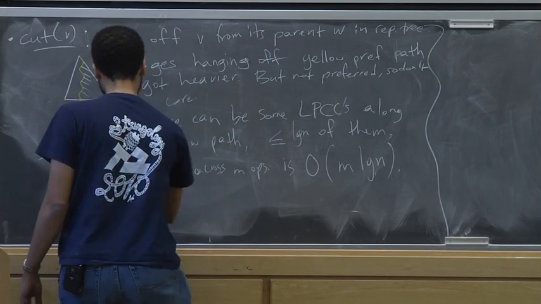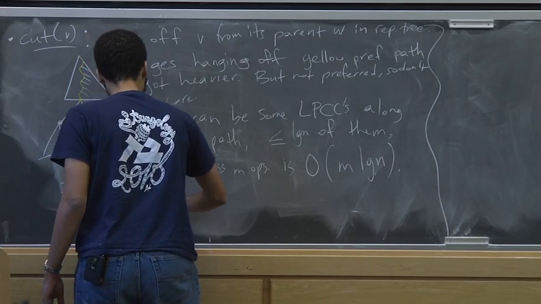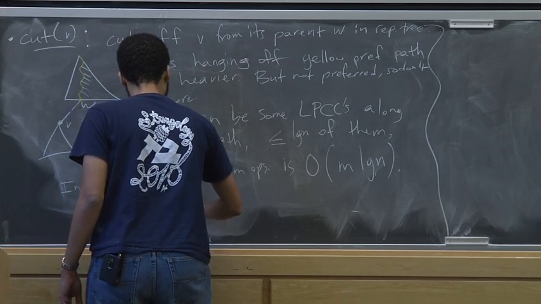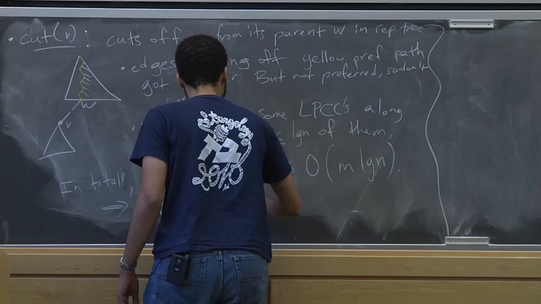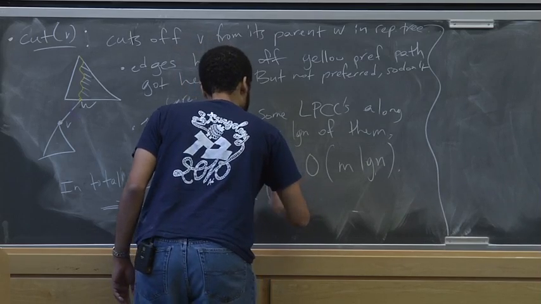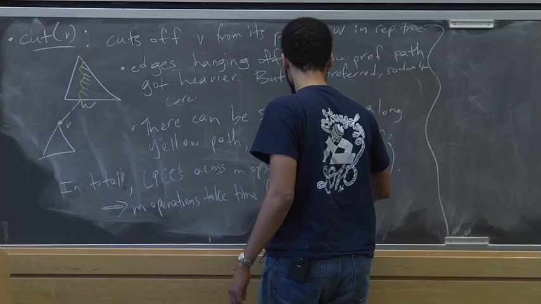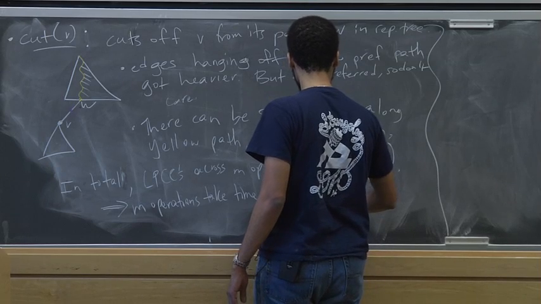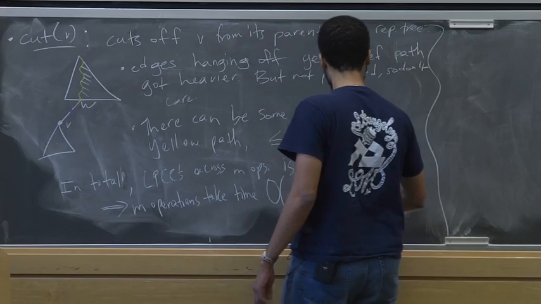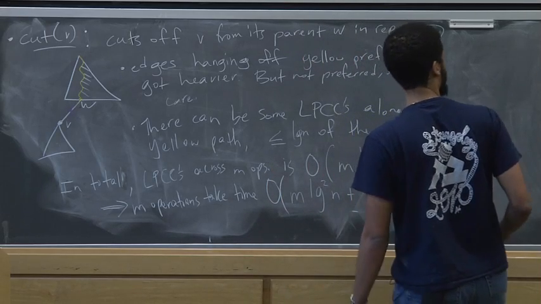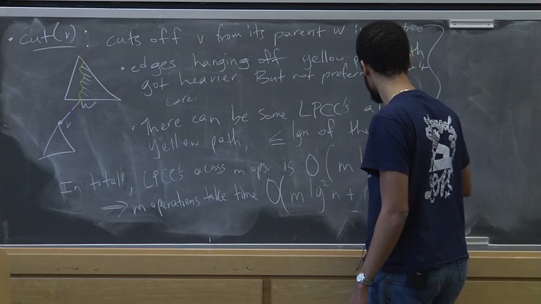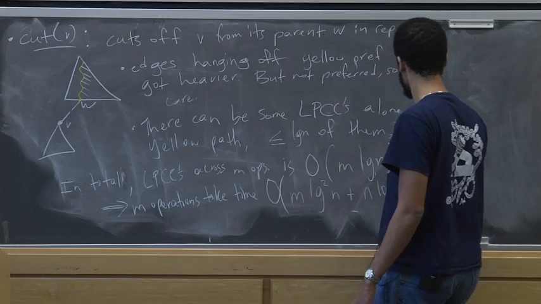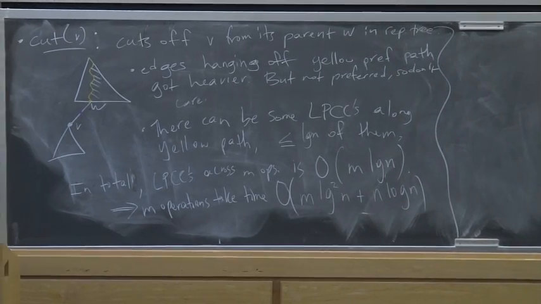So this implies M operations take time of m log squared n plus, I guess, n log n, because the number of PCCs was multiplying log n.